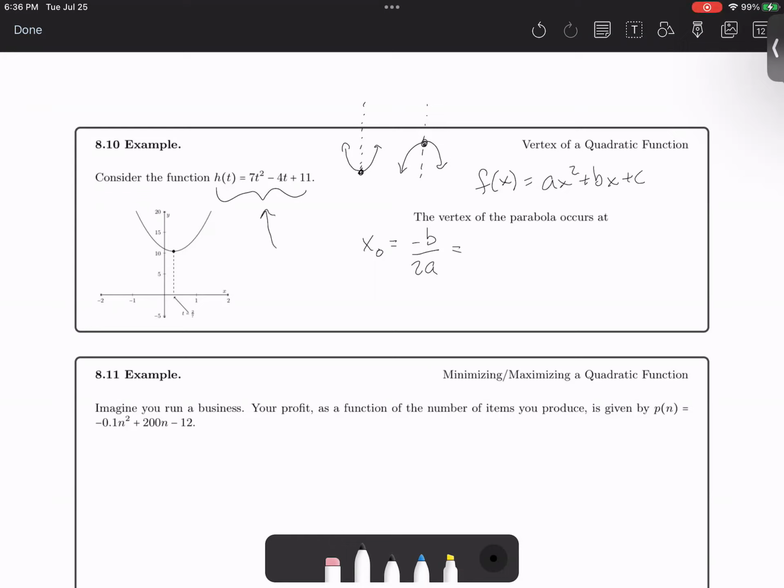So if we apply that to our function, the b, the linear term, is minus 4. So I replace this b value with minus 4. And we divide by 2a, and the a here is that 7. So we end up with a positive 4 over 14. We can simplify that just a little bit and divide everything by 2. We get 2/7. So that's the x-coordinate of the vertex.